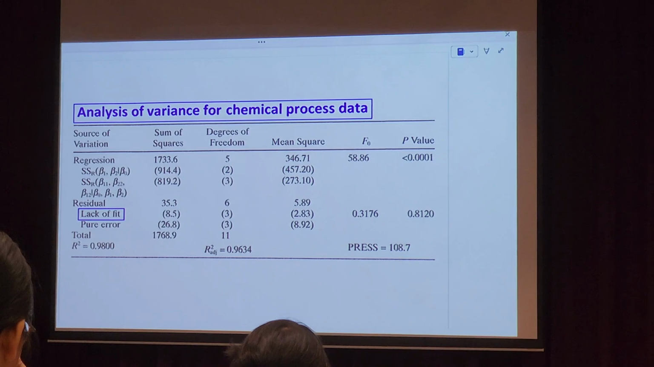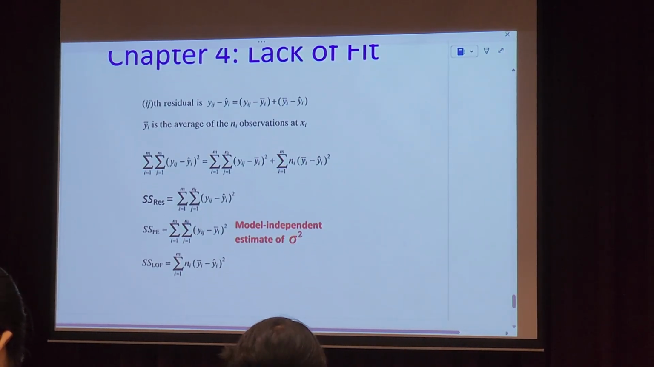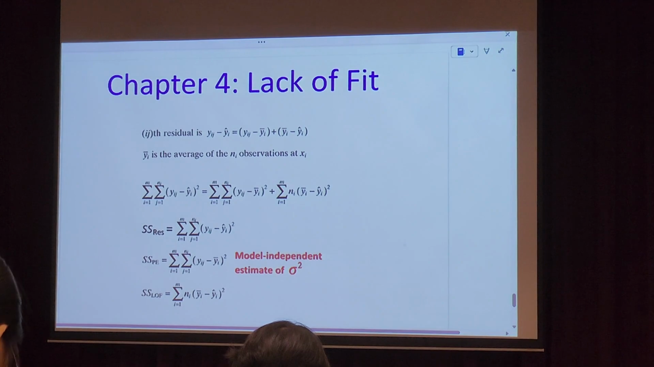So, in case you've forgotten, this is chapter 4. That's lack of fit. In chapter 4, we talk about testing lack of fit. So what is our H0? Our H0 is there is no lack of fit. H1, there's a lack of fit.